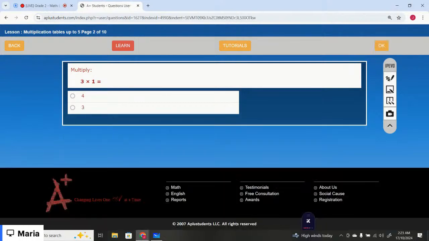The next one is 3 times 1, which is the correct option? So any number multiplied by 1 stays the same, right? Whatever number it is, if you are multiplying it by 1, the number stays the same. So 3 times 1 is 3. The correct option is 3.